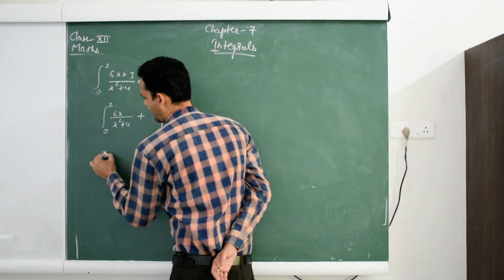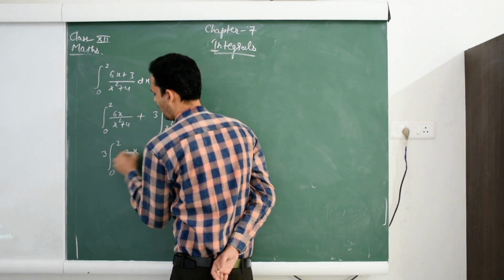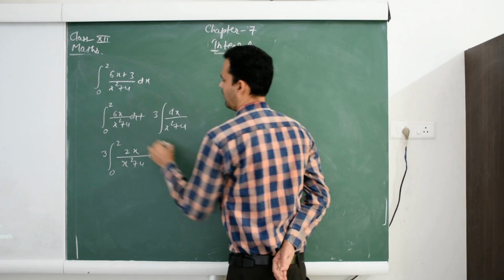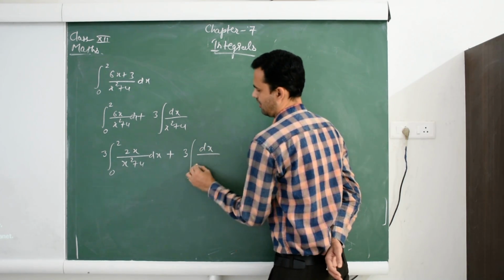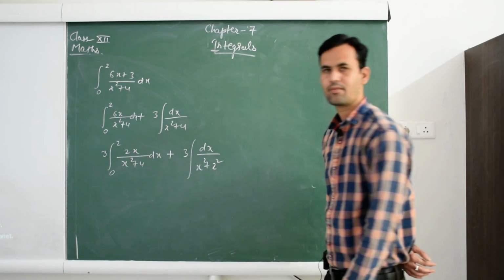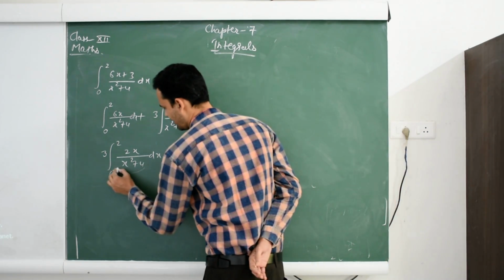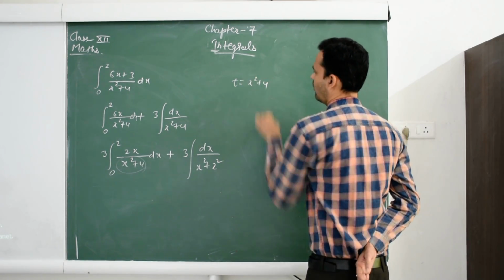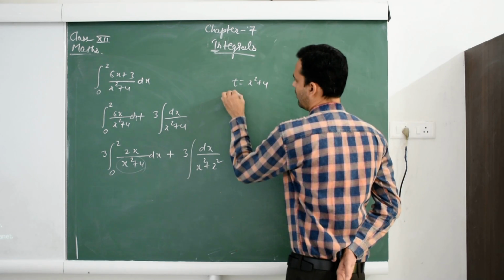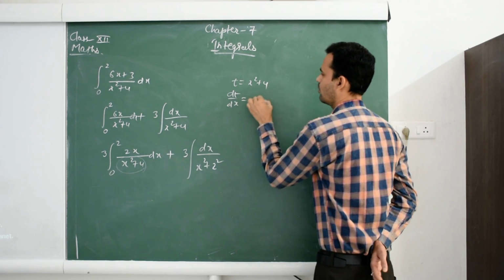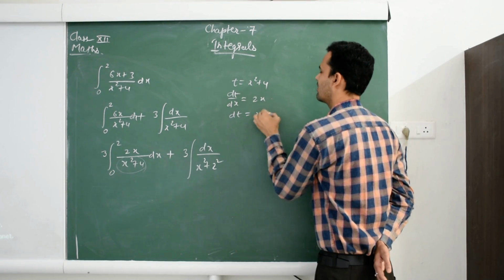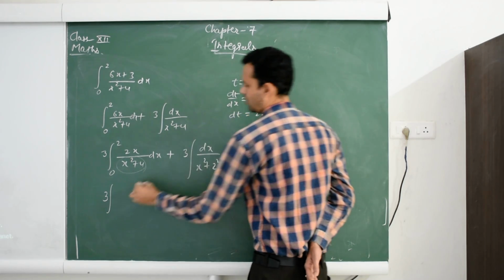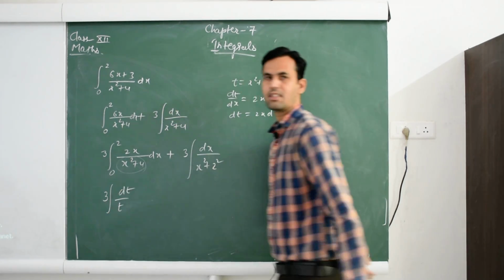We write it as 3 times the integral from 0 to 2 of 2x upon x square plus 4 dx, plus 3 dx upon x square plus 2 square. Okay. Now, take this x square plus 4 as t. The differentiation: dt by dx equals 2x, or dt equals 2x dx. So, this 2x dx equals dt and the denominator is t.